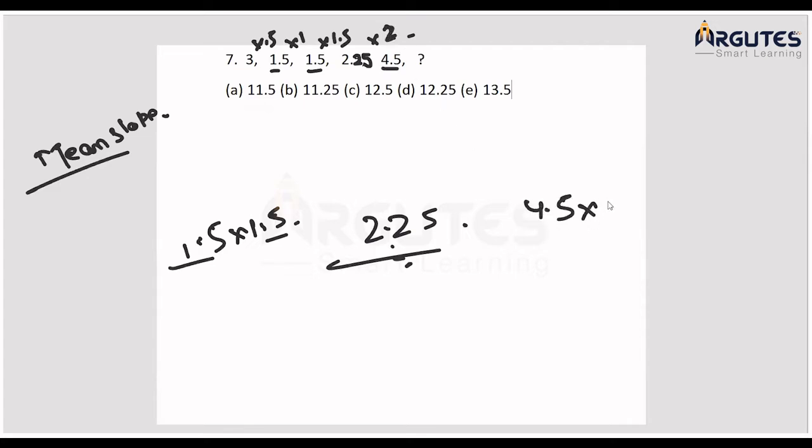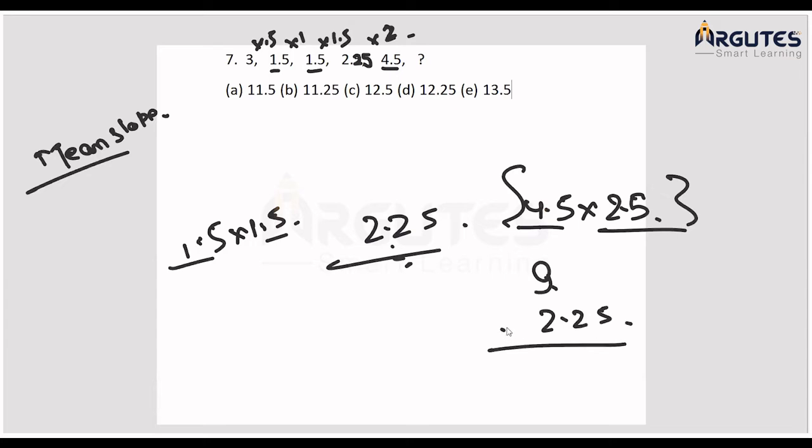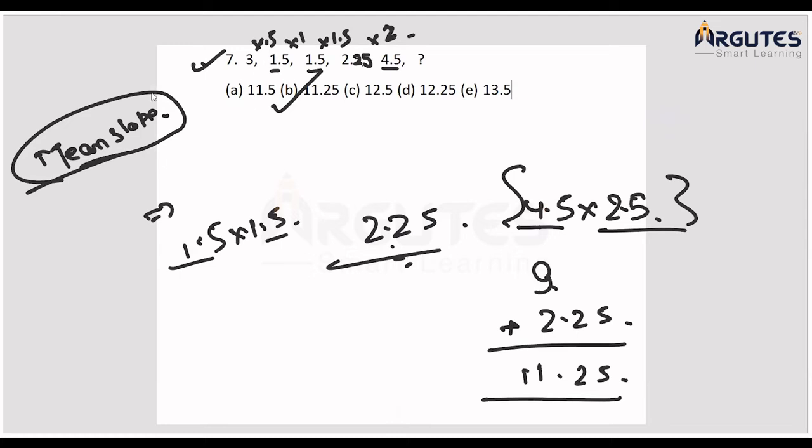Now 4.5 into how much? So it will be 2.5. Now how to calculate 4.5 into 2.5? So 4.5 into 2 is 9 and half of 4.5 is 2.25. Now add this, it will become 11.25. Now your answer will be 11.25. So whenever you see any decimal in the series, in 99% of the cases it will be of the nature of slope, like something half, 1, 1.5, 2, 2.5 times will be there.